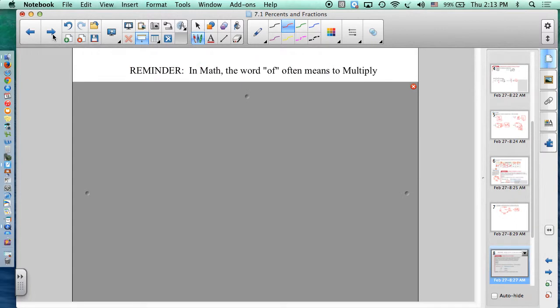Going on a little bit further, a reminder of what we'd learned early in the year and also in previous math classes. In math, a lot of times when you see the word "of," it means to multiply. So half of a number means 1/2 times that number.